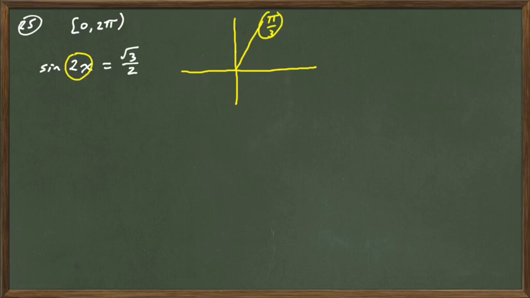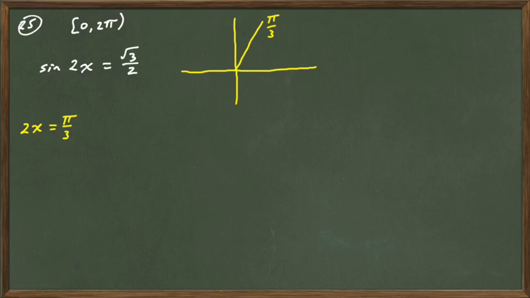Okay, let's try number 25. This time they want 0 to 2 pi. Where is the sine radical 3 over 2? The sine of what angle is radical 3 over 2? Well, the sine of pi over 6 is 1/2, meaning the sine of pi over 3 is radical 3 over 2. You have to make your angle equal your angle.